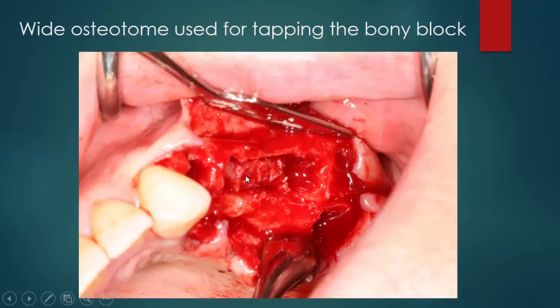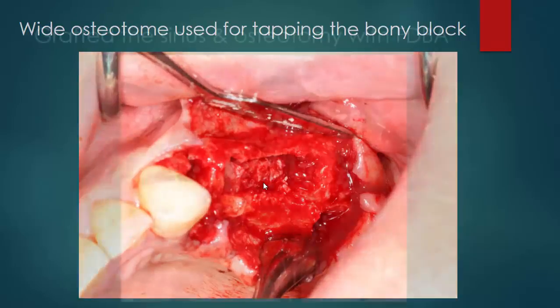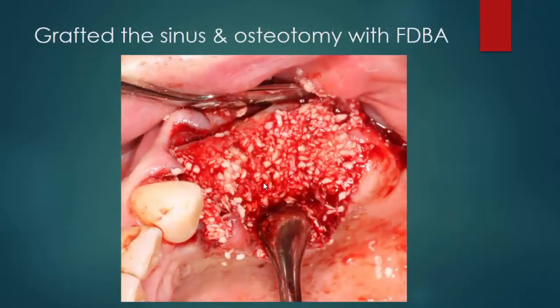Now the advantage of this technique, of course, is that I have autogenous bone and I have a four-wall contained defect with a very good blood supply for the bone graft. So when I place my bone graft, I have a well-contained defect and good blood supply. And here, as you can see, I packed everything with the FDBA.